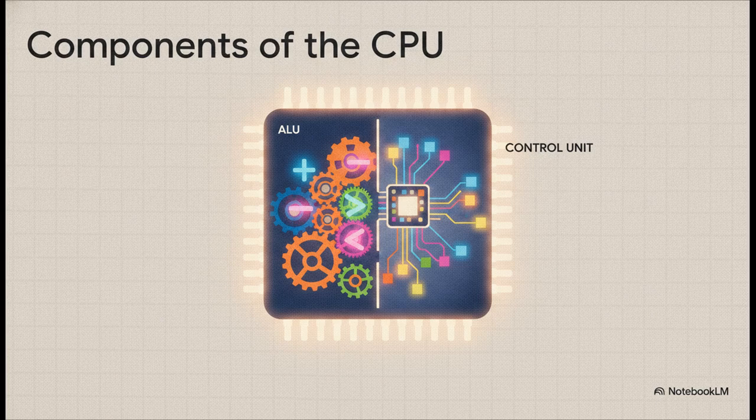So, the CPU is the undisputed brain of the whole operation, but it actually splits the workload. First up, you've got the ALU, or the Arithmetic Logic Unit. This guy is your heavy lifter. It handles all the raw math and the logic decisions. Right next door is the Control Unit. Think of this one as the manager. It doesn't actually do the math itself. Instead, it supervises, telling all the other components exactly what to do and exactly when to do it.